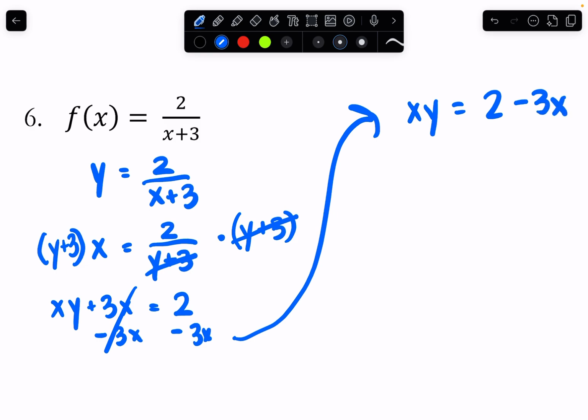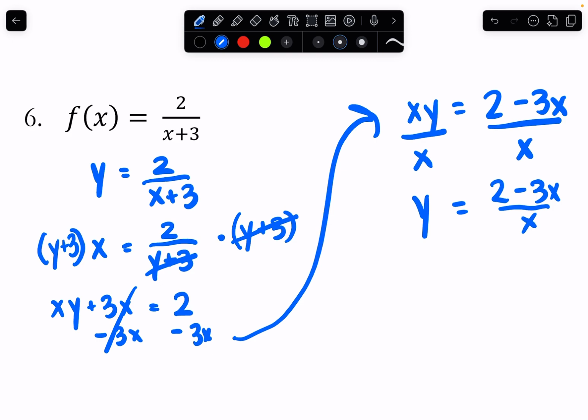And then now I can divide by whatever y is being multiplied by. All right, if that's one thing, then I just go ahead and divide. If it was two things, I factor y out and then divide. All right, so that gets us y equal to 2 minus 3x over x.